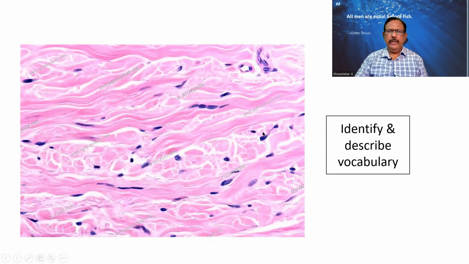The splendid one, I would like to thank the R.A.T.S pathology or histology. Here I am finding these bundles of eosinophilic cytoplasm cells. They are the collagen. And these are the nuclei of the fibroblast.